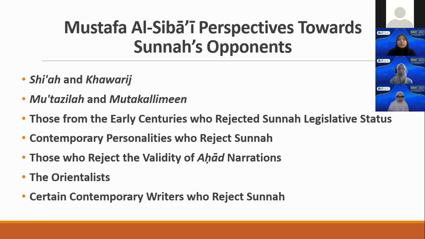Same goes to Mu'tazilah and Mutakallimin, where in his book Al-Sibai discussed them. There are 22 subsects within Mu'tazilah. There are lots of subsects, and most of them reject Ahad Hadith, and some of them reject even Mutawatir Hadith. As we know, Mutawatir is the highest ranking of Hadith in the Hadith tradition, but they even reject that.